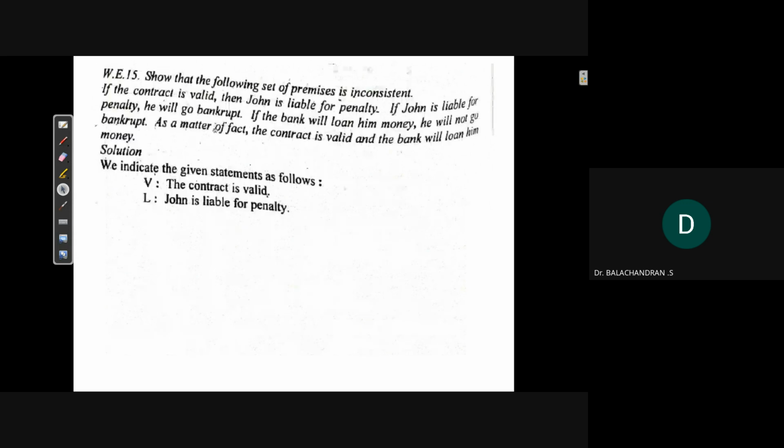So first one is what? If the contract is valid, that means V, then John is liable for penalty. So V implies L. First premise.